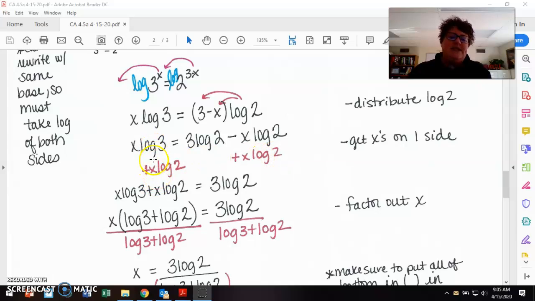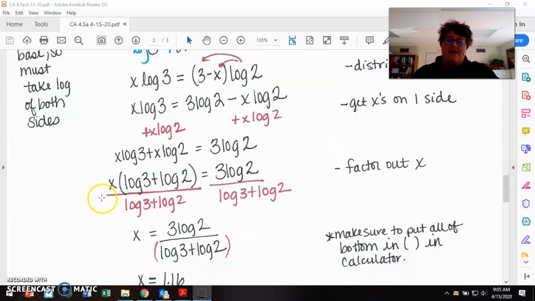Now, I can't just put this together and make it 2x log 5. I have to just add it together. So x is on one side, everything else on the other side. Now, I want to get this down to just a single x. So this is where I'm going to have to factor out an x, because they both have an x. So I'm left with x times log 3 plus log 2. And then I can divide off log 3 plus log 2. Divide both sides. So I get x equals.